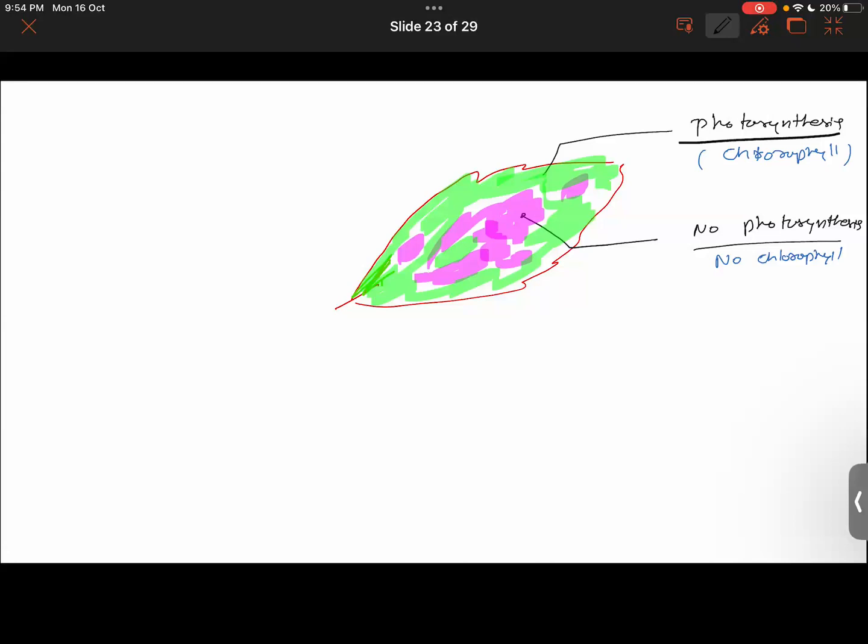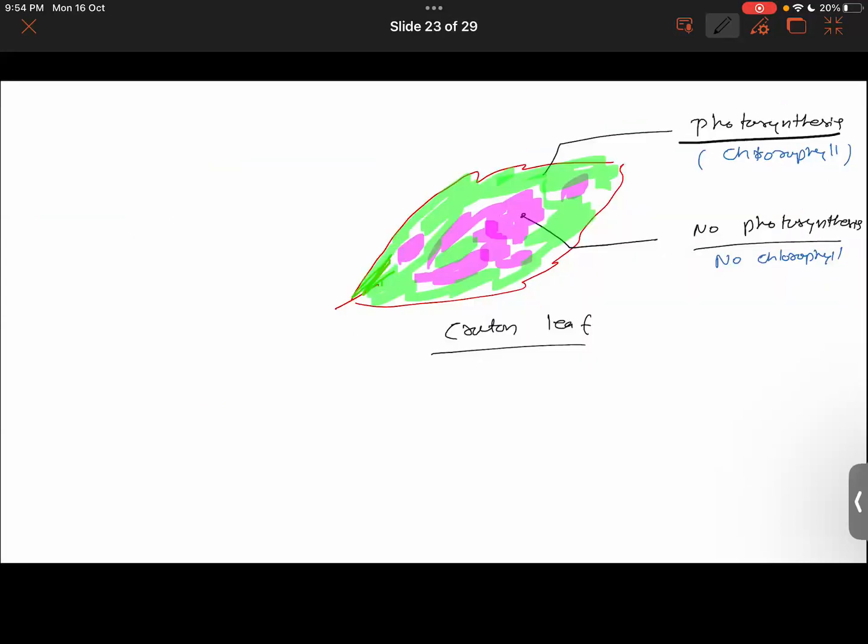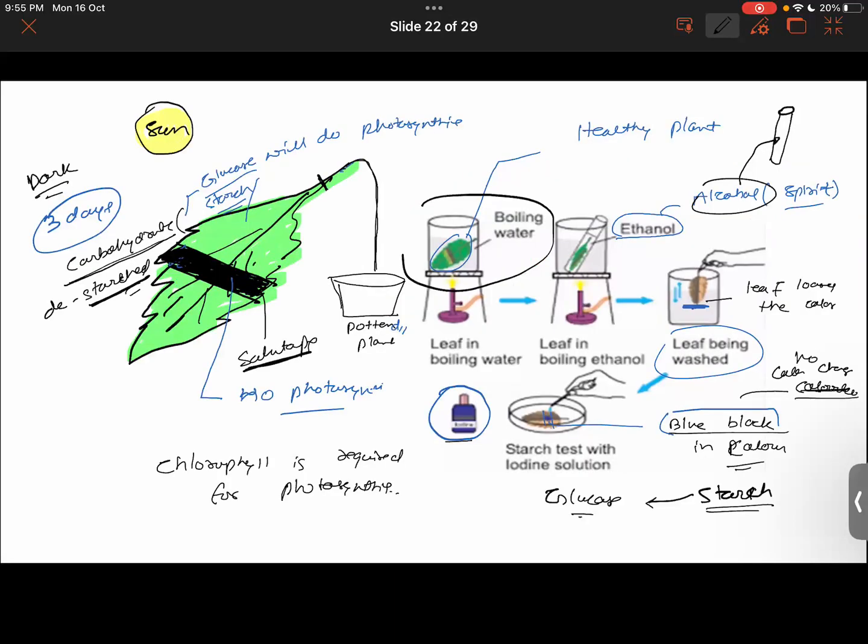So when you do the same experiment using a colorful leaf, for example, a croton leaf, a colorful leaf of different colors, do we need to understand the whole experiment again in terms of a colorful leaf? No. Obviously no, because we know what basically happened in this whole process.